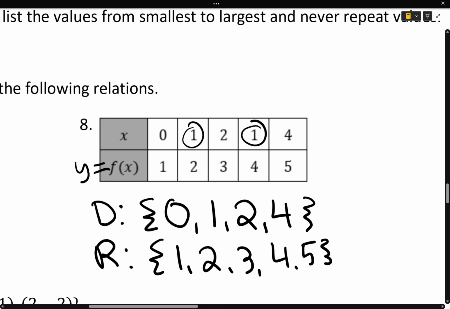Next, let's look at number 9. Our domain is still our set of x's. So, I'm going to list my x's in numerical order, smallest to largest. -3, -2, -1, 0, 1, and 2.